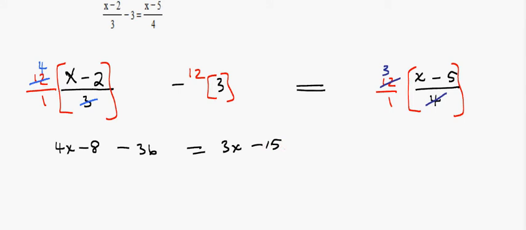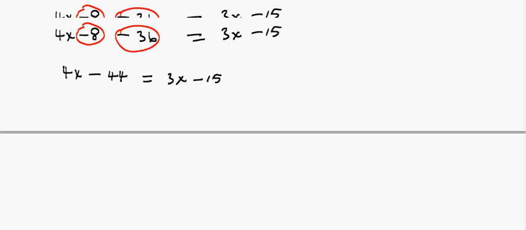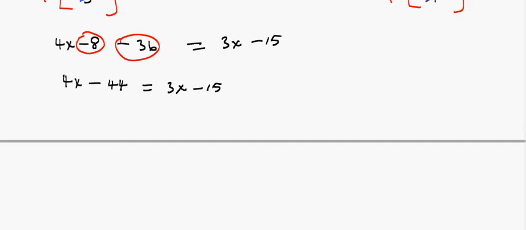Okay, let's collect our like terms there on the left. On the left side, I can combine this and this, and that leaves us with 4x. Well, negative 8 minus 36 is going to be a negative 44 is equal to, and on the right side, 3x minus 15, there's nothing to combine there. Need a little bit more room, it looks like. All right, so on this side I've got 4x minus 44, and over here I've got 3x minus 15.